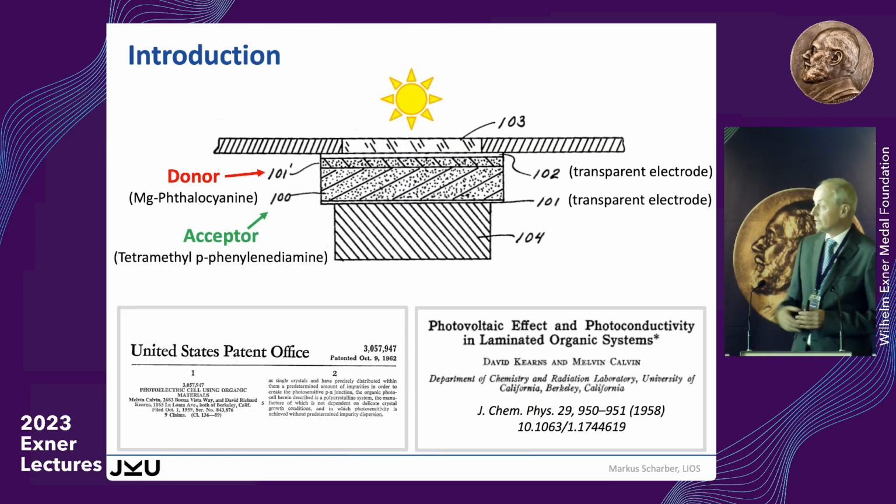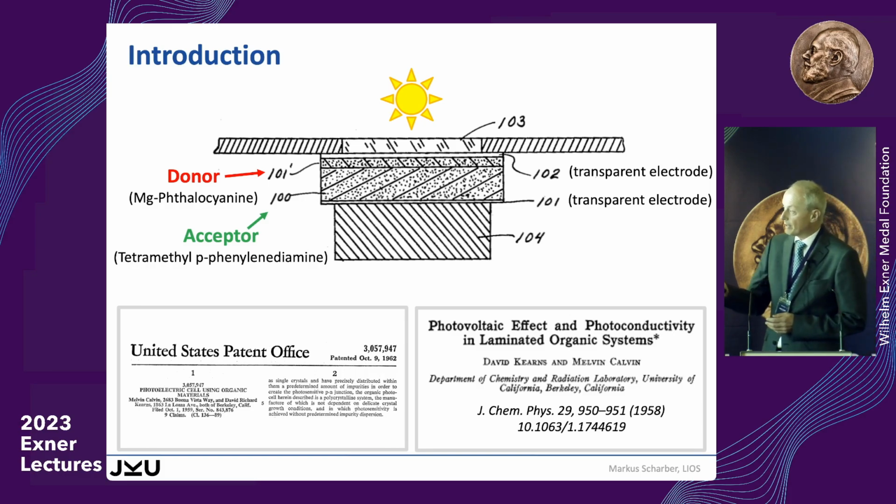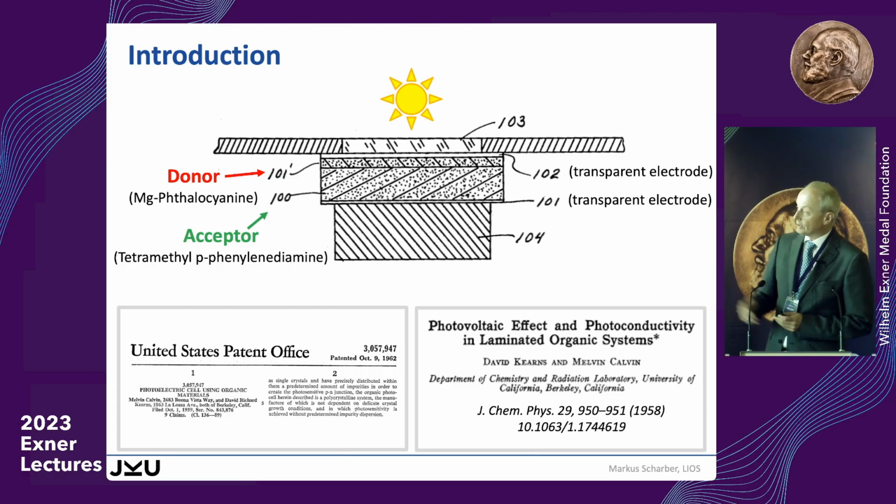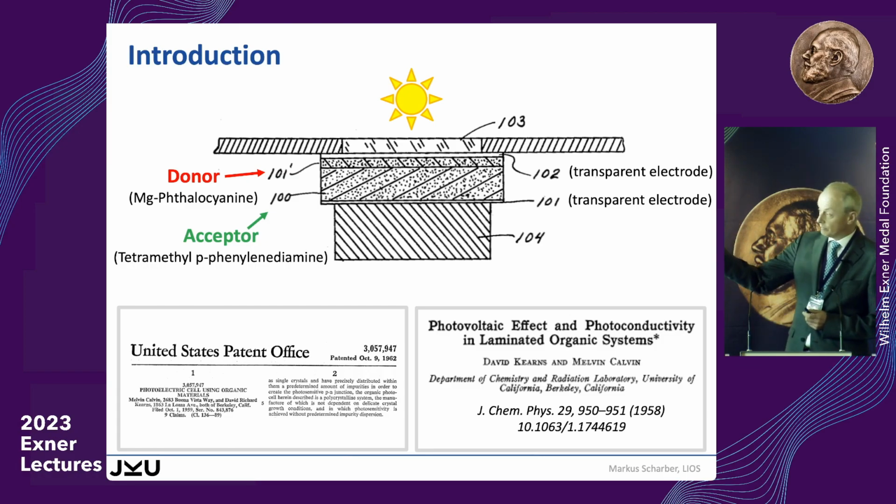And at the end, what he did, this is now a sketch from the patent application. Actually, this is from the patent, which was granted in 1962. And this is the cross-section of a solar cell, where I have a donor, actually indicated in red. This is the structure over here. I'm sorry for that.